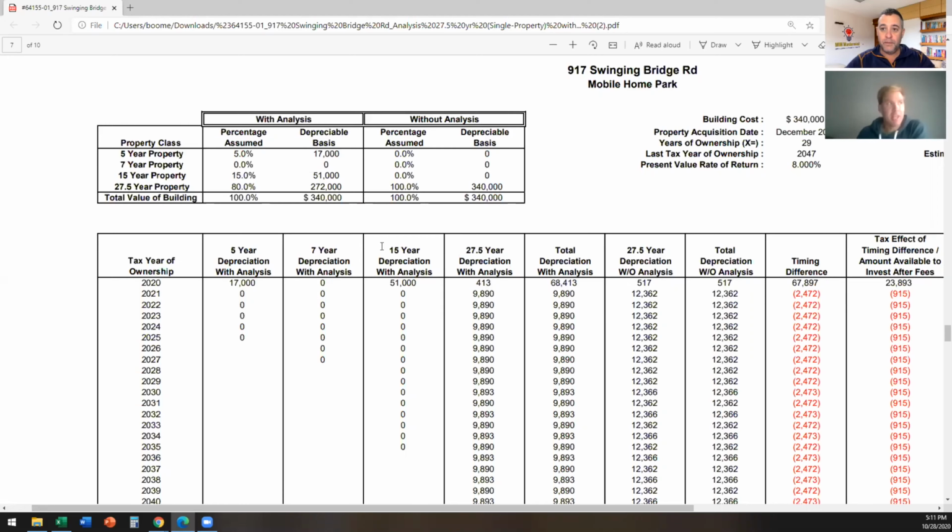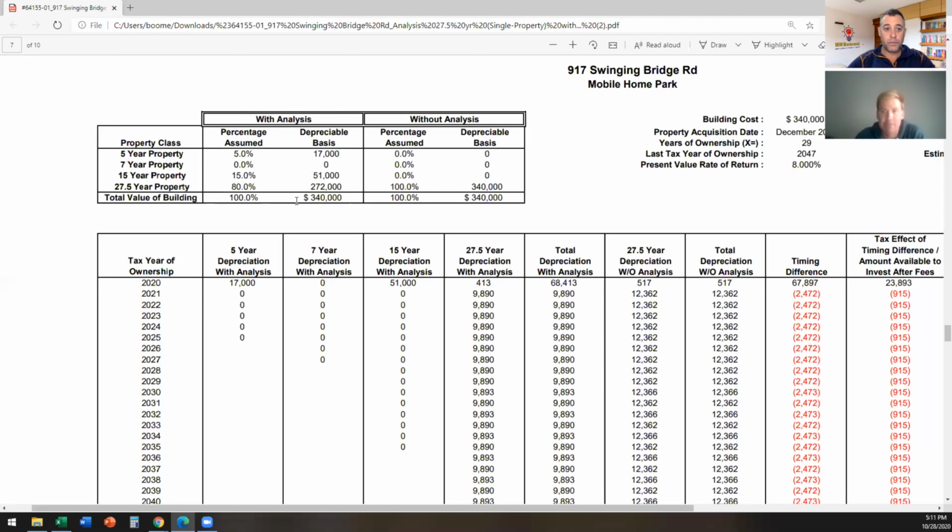All right, thank you. So if you can see on this box up here, the 5-year, 7-year, 15-year, and 27.5-year. The difference between a mobile home park and a multifamily property, like an apartment complex, is that because you do not own the homes, you're going to have less 5-year property. The 5-year property is normally things like your flooring, your molding, your kitchens, your bathrooms, your lighting, things like that. But you don't have that. However, you do have the electrical hookups, the plumbing hookups. All things like that are going to go into the 5-year property.